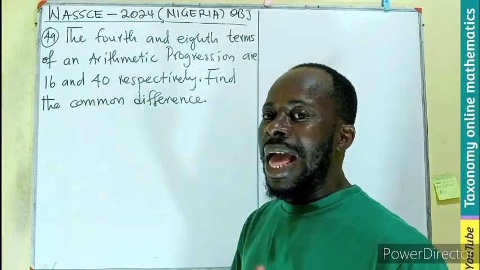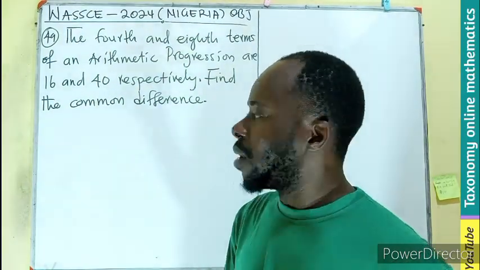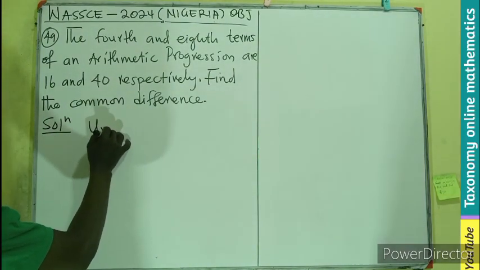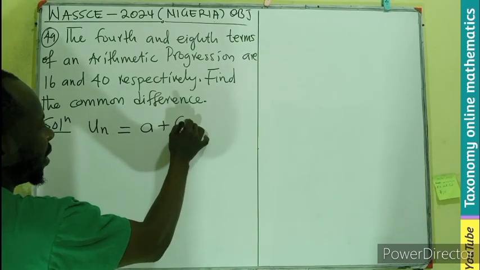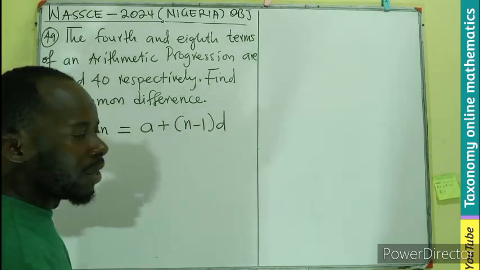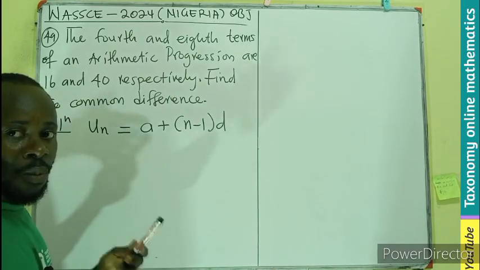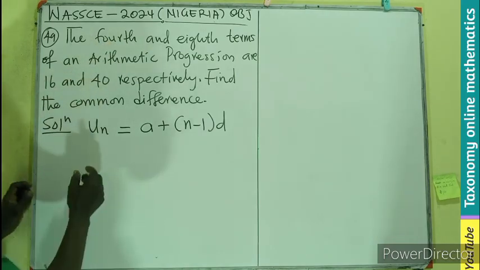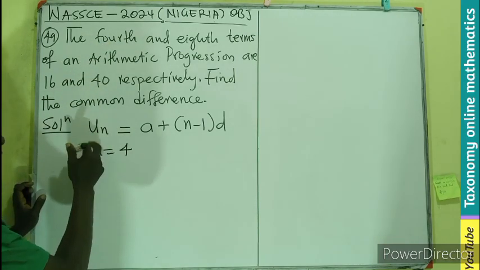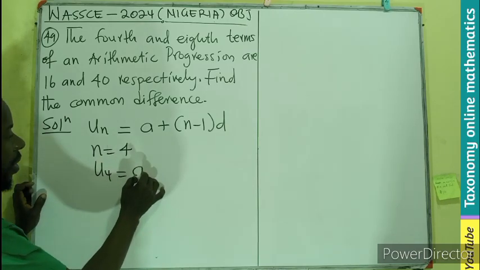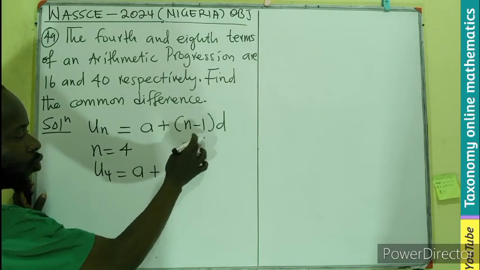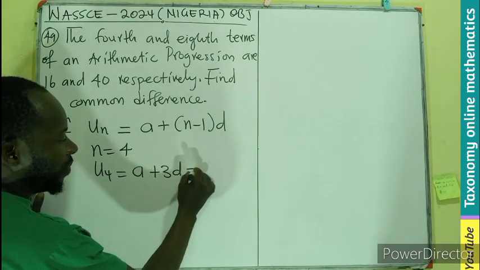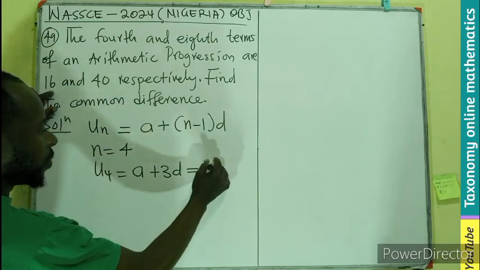So we need to find the nth term of any arithmetic progression. This will be by recall. We know the nth term is a plus n minus 1 times d, where a is the first term, d is the common difference, and n stands for the number of terms. Now we are referring to the fourth term. When n equals 4, your fourth term will become a plus 4 minus 1, that will be 3 times d. This fourth term is what we are having to be equal to 16.